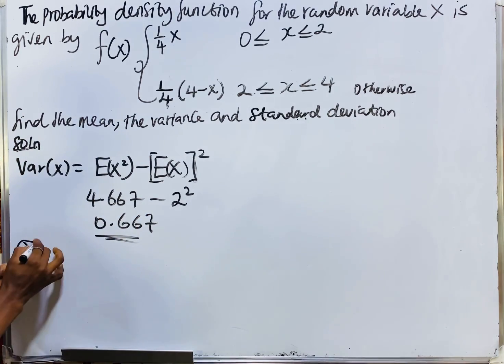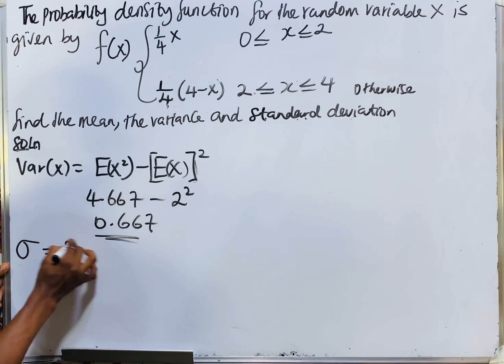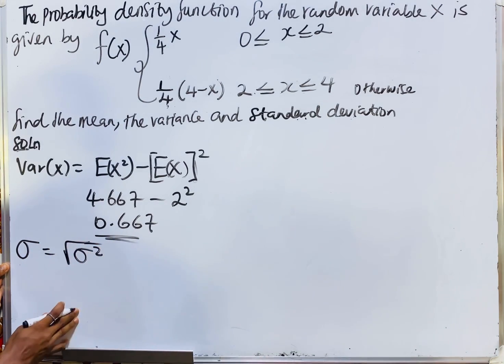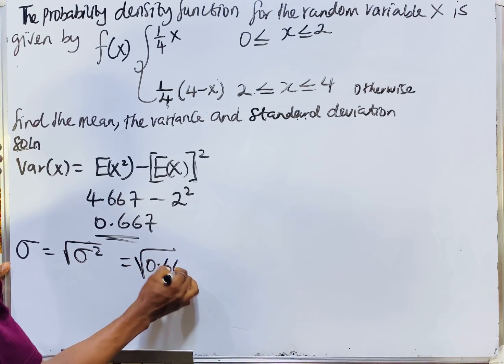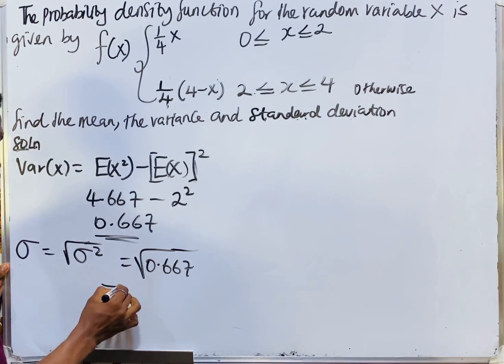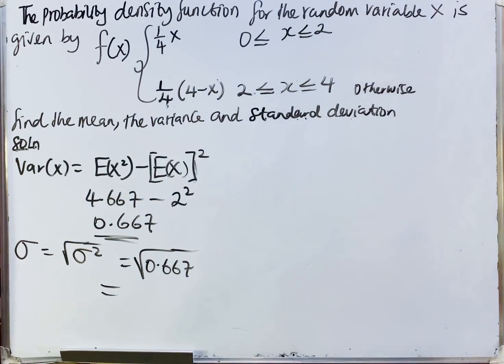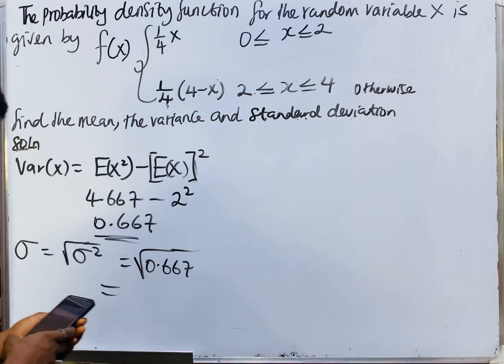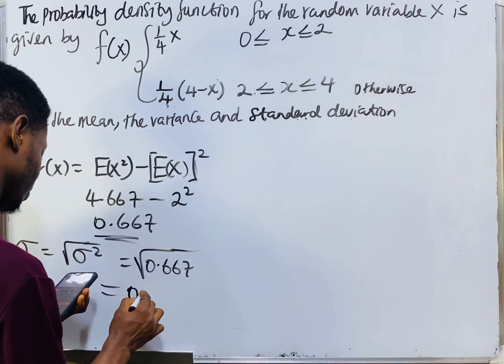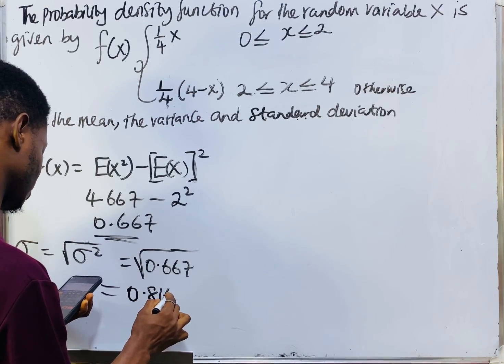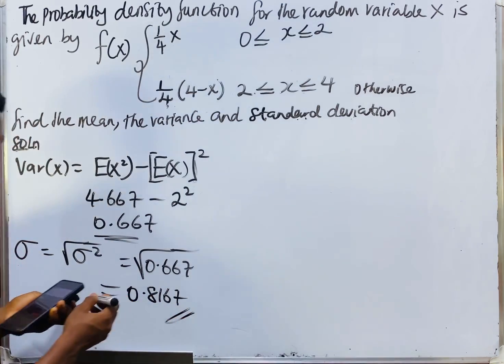Now looking for the standard deviation. Recall that standard deviation is the square root of the variance. So we'll be having the square root of 0.667, which is giving me 0.8167 approximately. So that's it.